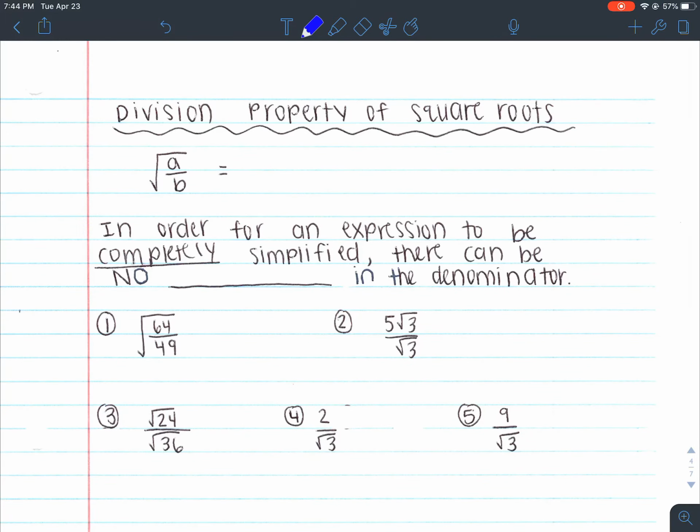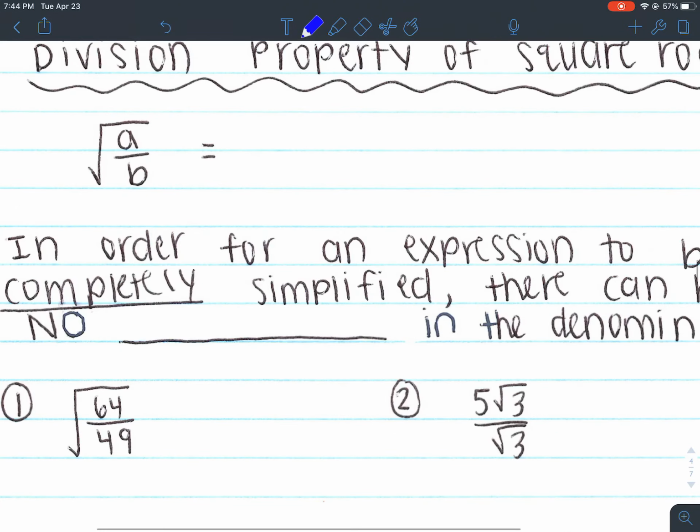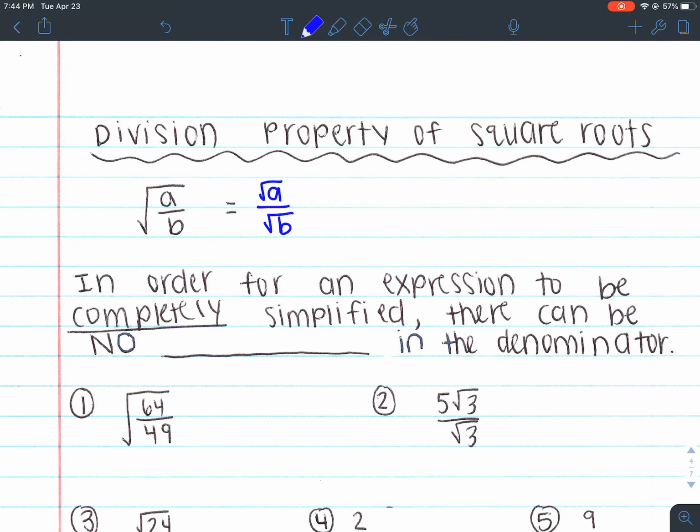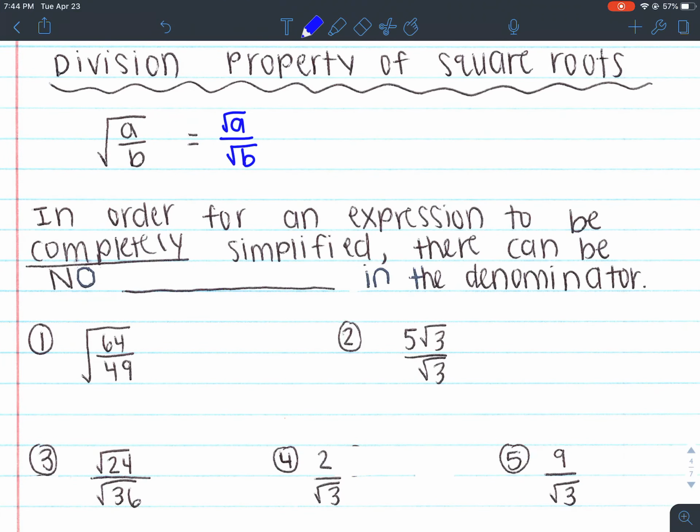Next, we're going to talk about the division property of square roots. So if I have a fraction that is being divided, or not divided, has a radical over it, I can split the radical into 2 parts. So I can have the square root of a over the square root of b. Now this goes both ways. If I start off with 2 separate radicals, I can end up putting them all in one giant radical. Now this is important. In order for an expression to be completely simplified, there can be no square roots in the denominator, no radicals. Okay? So if there is a square root in the denominator, it is not simplified.